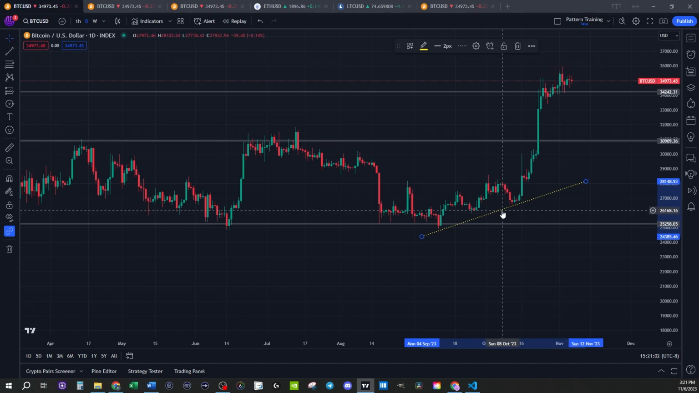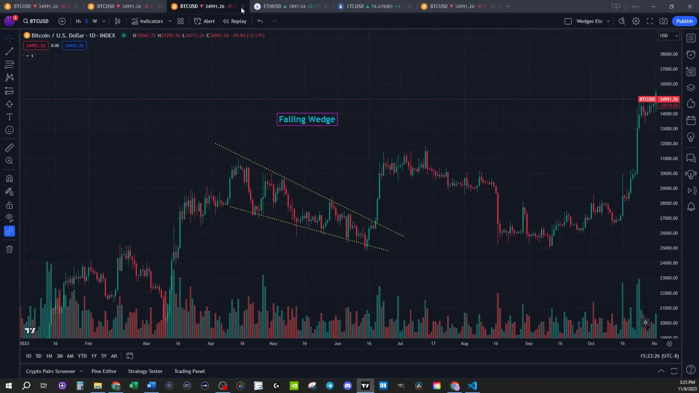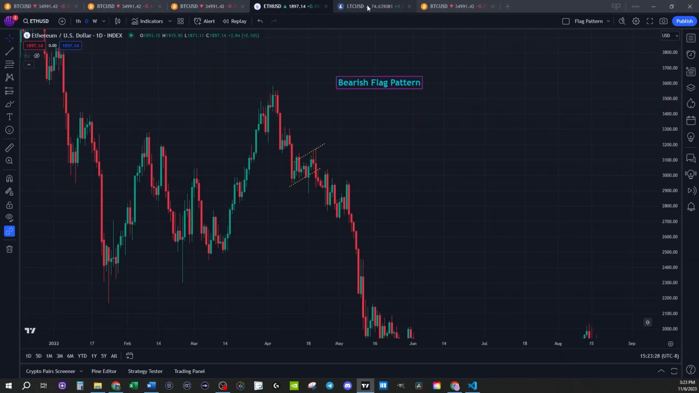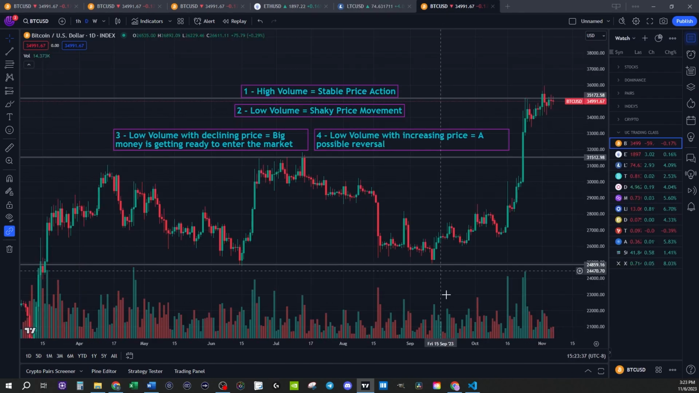Now these can make up chart patterns. And in your trading career, you're going to be definitely coming across a lot of them. And today, we're going to quickly go over some of the main types that you need to be familiar with, which are triangles, wedges, flags, and channels.